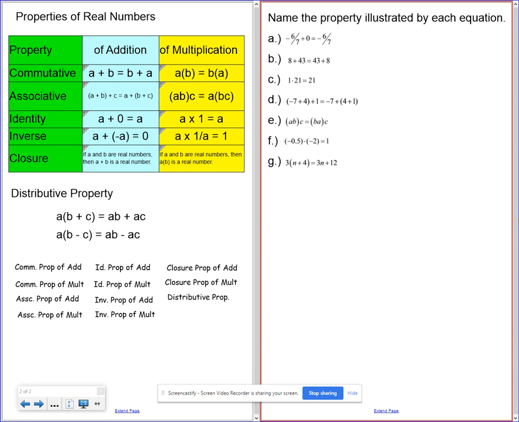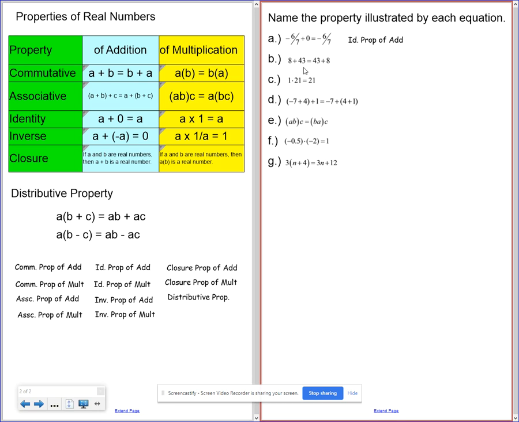-6/7 plus 0 is equal to -6/7. So you start with a number, add 0 to it, you get the same number back. Well, that's the identity property for addition. Okay? And when you're doing this, I don't want you to just write identity property. I want you to tell me whether it's for multiplication or for addition. All right, let's look at B.